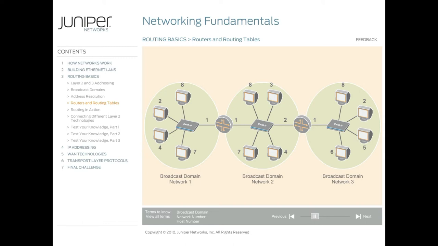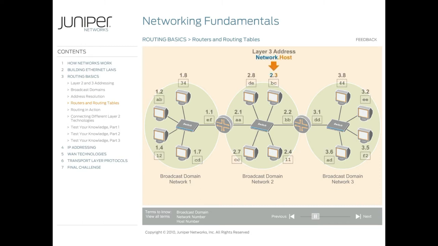Here you can see that we have segmented our large network into three smaller broadcast domains or networks. Within each network, each device has a Layer 3 address consisting of its network number and unique host number within that network, and each device has a Layer 2 or MAC address. In addition, notice that each port or interface on the router also requires a Layer 3 address and an associated Layer 2 address.